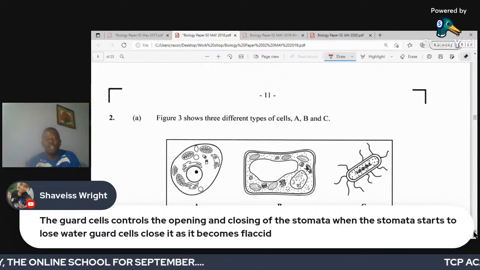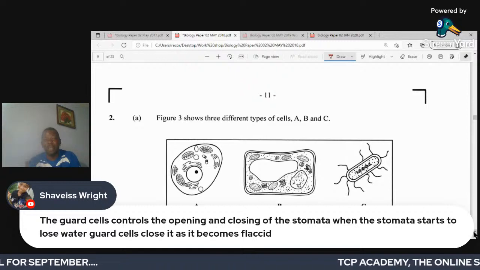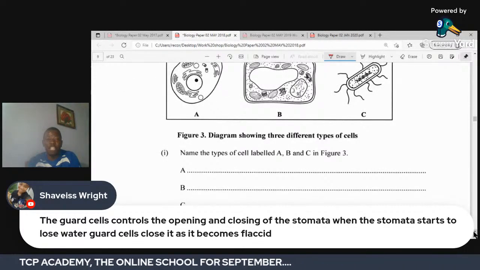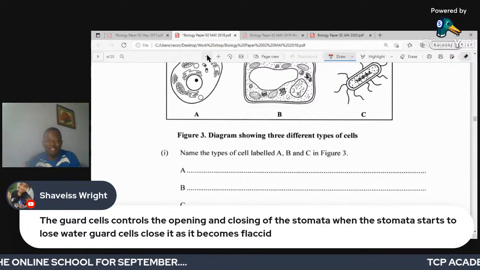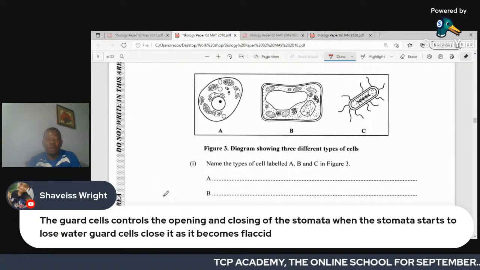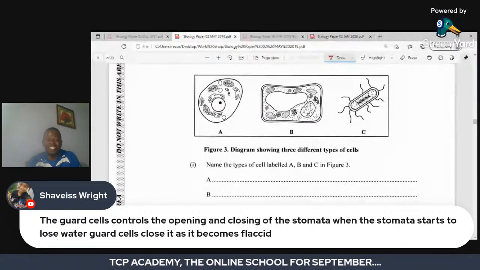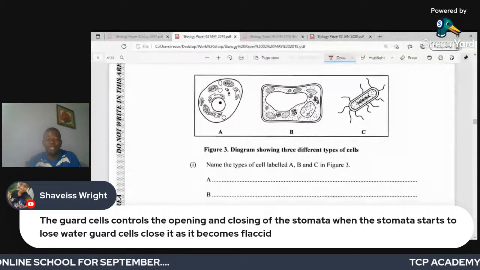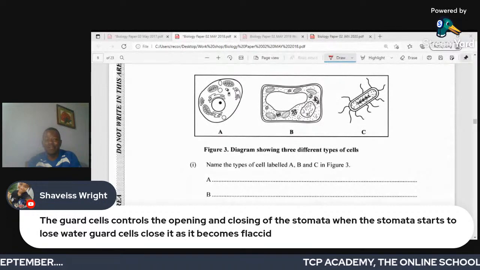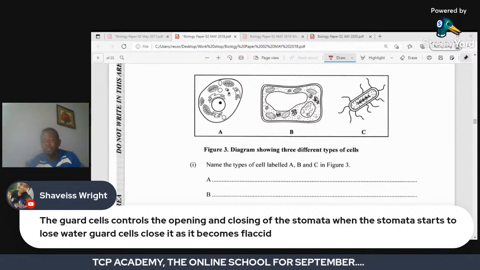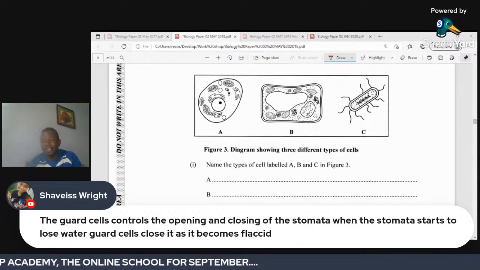All right, great. So we're looking at figure 3, which shows 3 different types of cells, A, B, and C. Quickly, we will need to identify these cells. So tell me in the comment section, what is A, what is B, and what is C? Okay. So animal, plant, and bacteria.